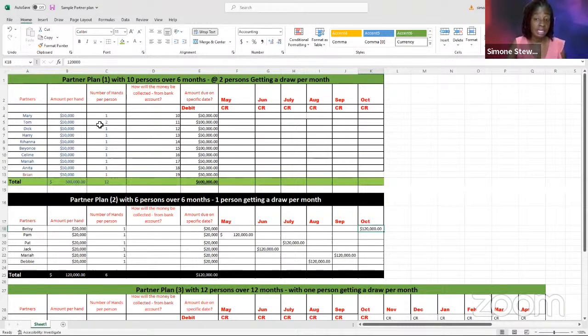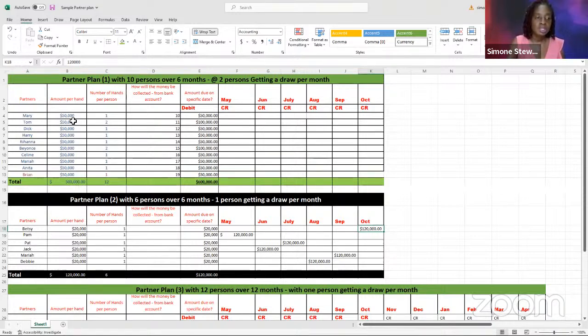But remember, I told you that it has to be equal. We said the hand for this one is going to be $50,000. But when I spoke to each person, Tom says, I want to come in with 2 hands. And Beyonce says, well, I have money, I want to come with 2 hands as well. So what you're going to find is that even though I have 10 persons, the amount of hands I have altogether is 12 hands, which means I can split this over 6 months.